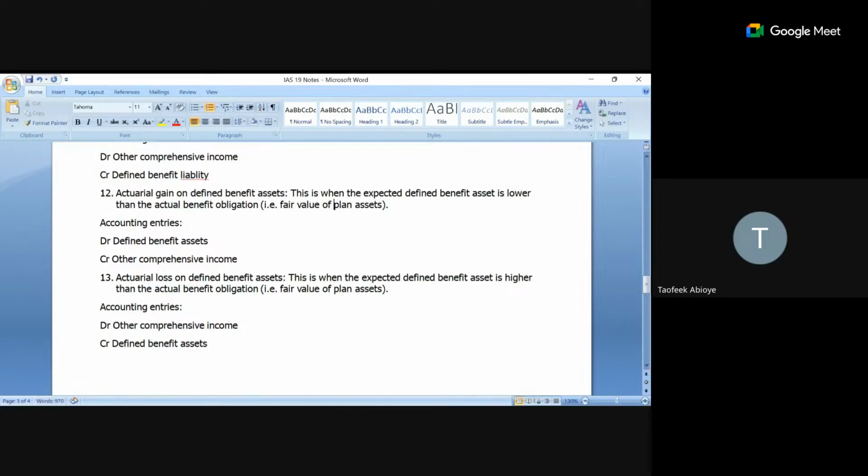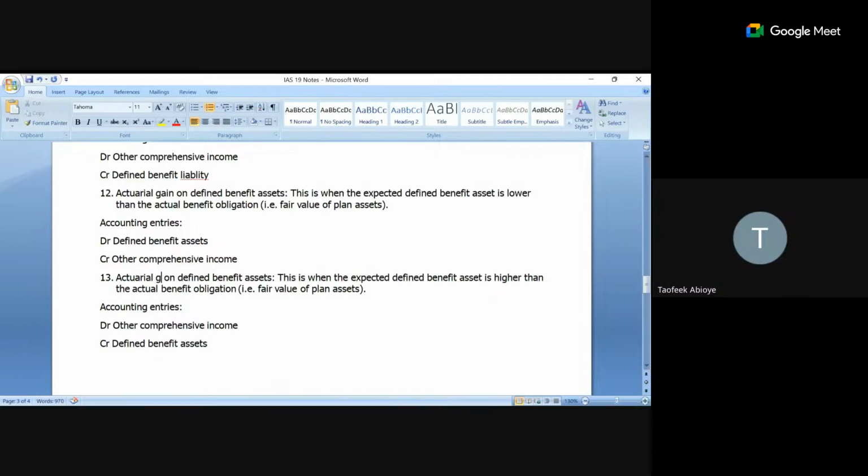Is that not a gain? It is a gain now. I thought that my asset is 200 million. Then the person now told me that my asset is 250 million. That is a gain. Then if it is lower, it is a loss. So when you look at it, this is when the defined benefit asset is higher. So this is actual gain. I think this is an error.